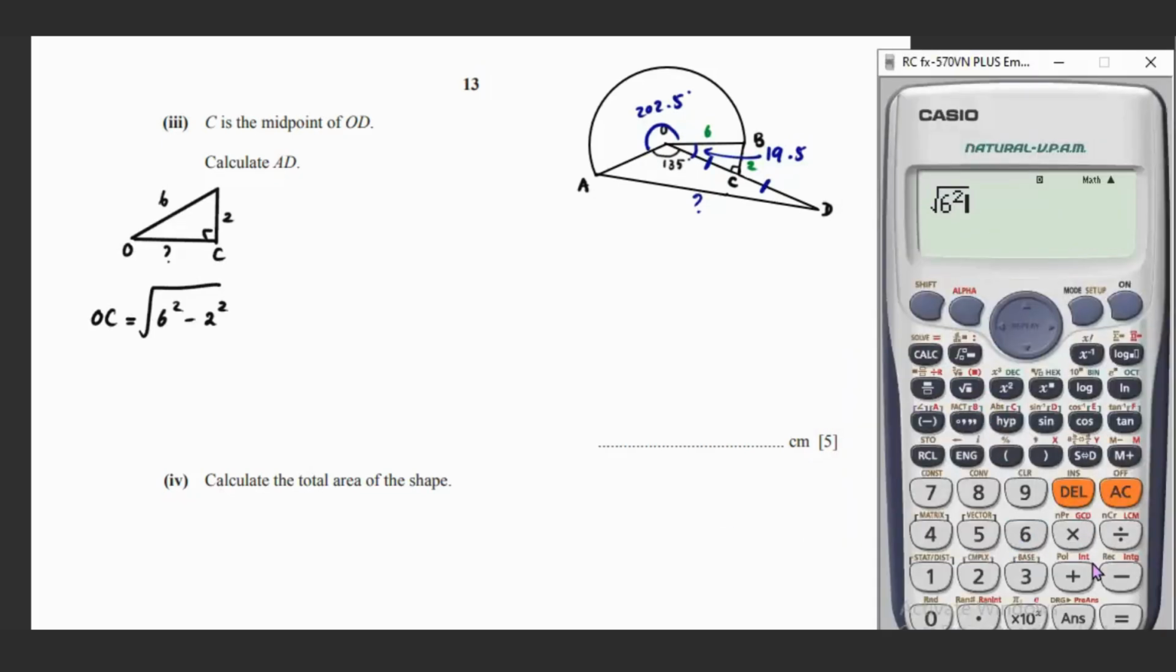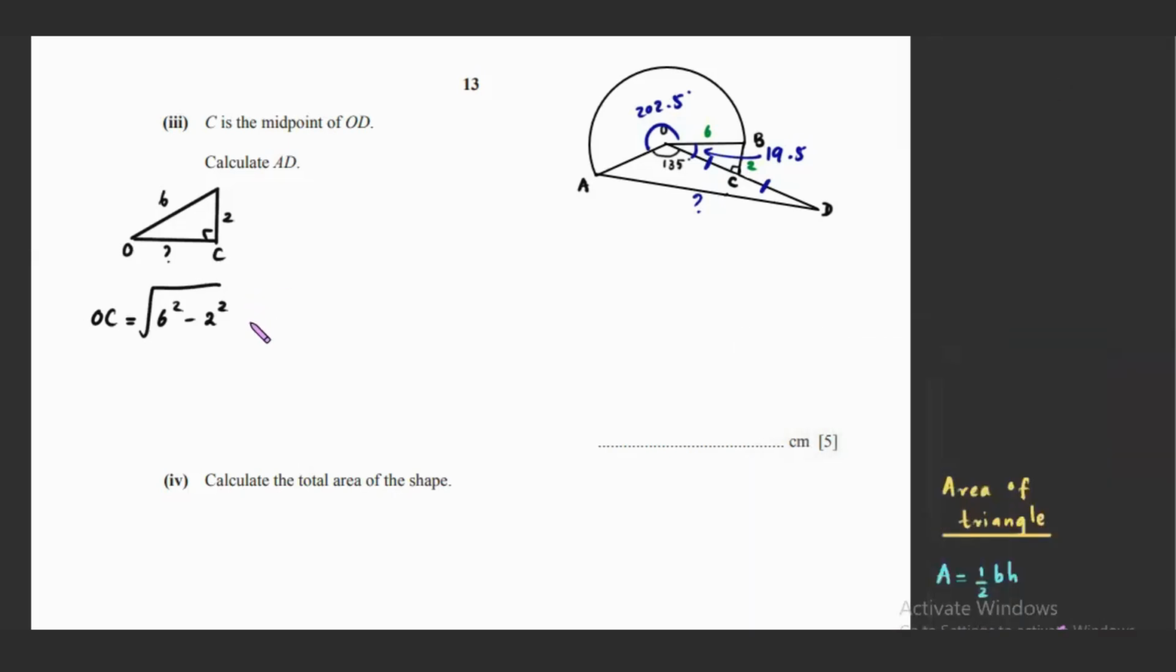So 6 squared minus 2 squared. When I do that, I get 4 root 2. So this is going to be what OC is. I'll just leave it like this for now, because OC is 4 root 2. So if I'm to find what OD is, that is this total length, I need to double this 4 root 2.